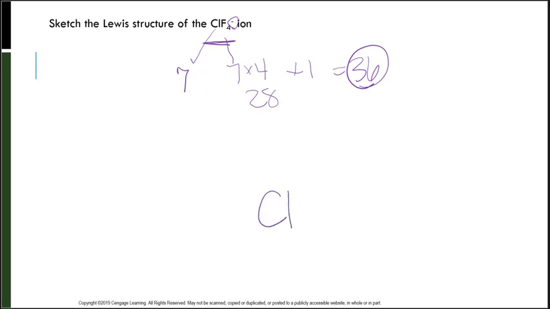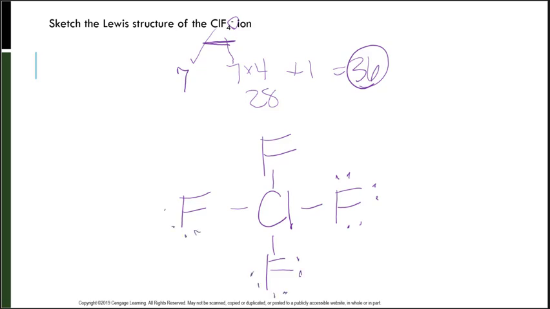Let's have my Cl, and I'm going to have 4 F's around it. And I'm going to start by putting 1 bond between each of those. So that would be 2, 4, 6, 8 electrons. Now I'm going to fill up my fluorines to give them an octet. So 9, 10, up through 32. I still have 4 more to go. So 33, 34, 35, 36.